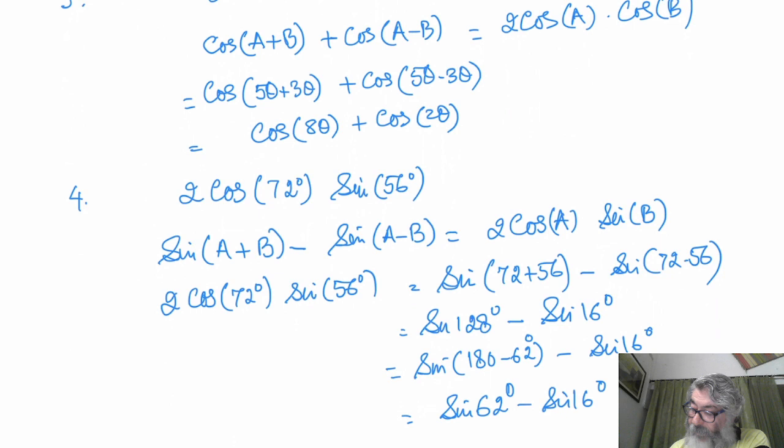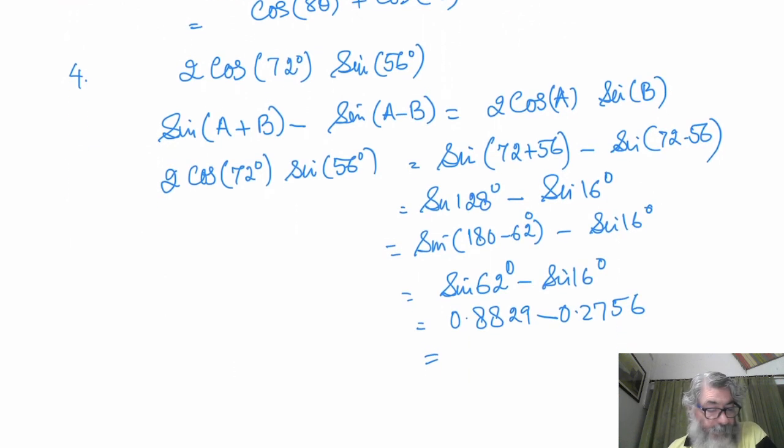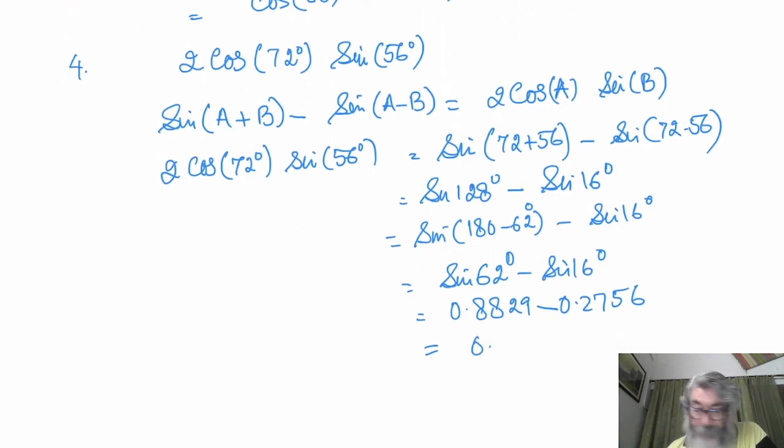That came out to be 0.8829 minus 0.2756. I have already taken out the values. You can use those values either from the log table, natural sine table, or you can use your calculator. It is allowed for you to use a calculator. 0.6073. So this is the value which we got now.